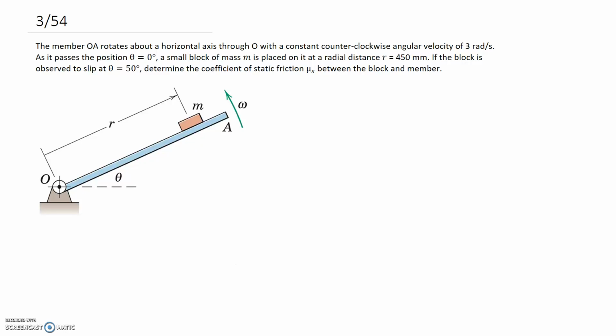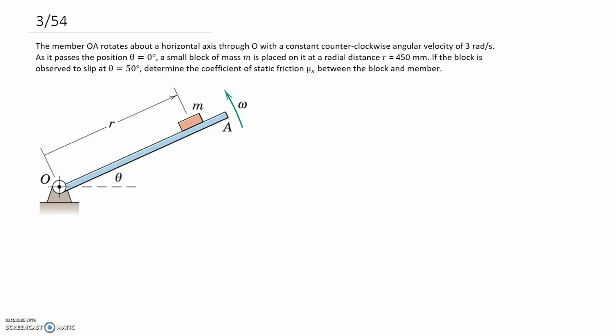So the member OA rotates about the horizontal axis through O with a constant counterclockwise angular velocity of 3 radians per second. As it passes the position theta equal to 0 degrees, a small block of mass m is placed on it at a radial distance of 450 millimeters.